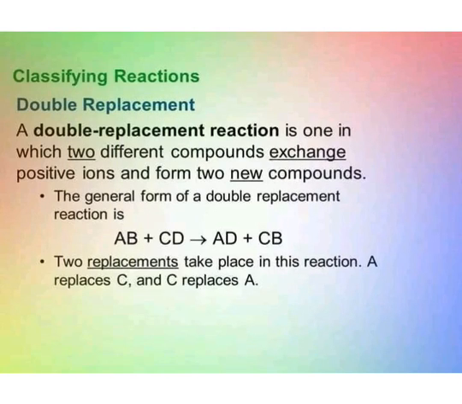Double replacement reaction. A double replacement reaction is one in which two different compounds exchange positive ions and form two new compounds. The general form of a double replacement reaction is represented here. Two replacements take place in this reaction. A replaces C, and C replaces A.